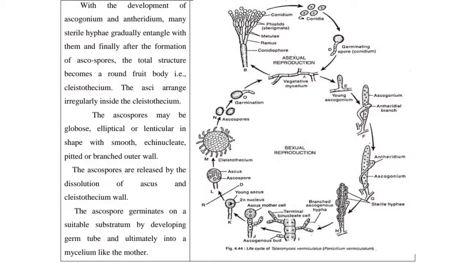With the development of ascogonium and antheridium, many sterile hyphae gradually entangle with them and finally after the formation of ascospores, the total structure becomes a round fruit body, i.e., cleistothecium. The asci are arranged irregularly inside the cleistothecium. The ascospores may be globose, elliptical or lenticular in shape with smooth, echinulate, pitted or branched outer wall. The ascospores are released by the dissolution of the ascus and cleistothecium wall. The ascospore germinates on a suitable substratum by developing a germ tube and ultimately into a mycelium like the mother.